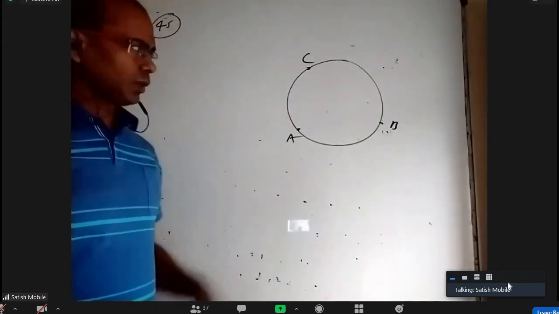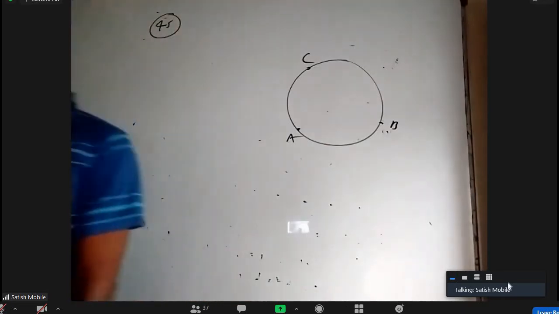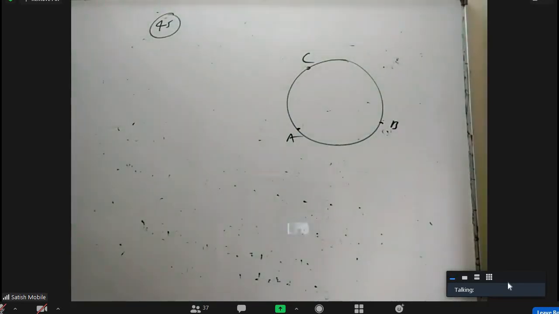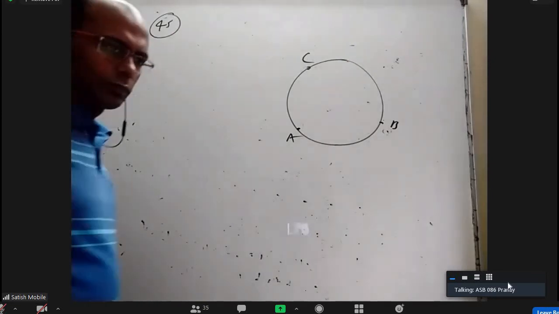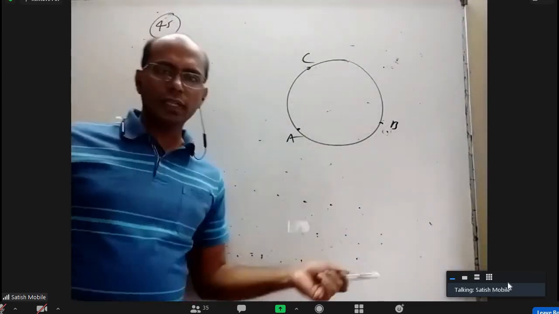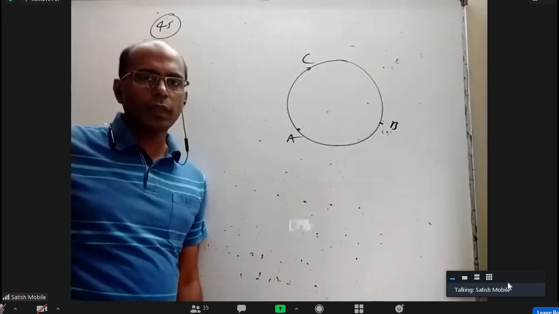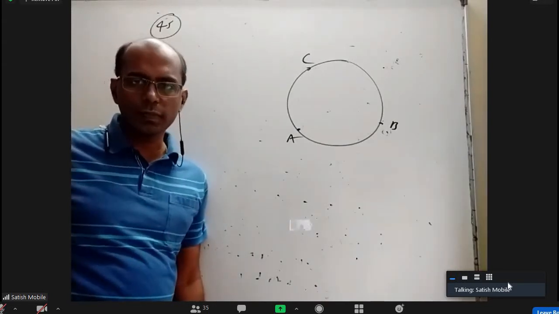Does anybody know what is the locus of the orthocenter of triangle ABC? Can you repeat the question? A is a variable point on the given circle, B is a variable point on the given circle, C is a variable point on the given circle. What is the locus of the orthocenter of triangle ABC?